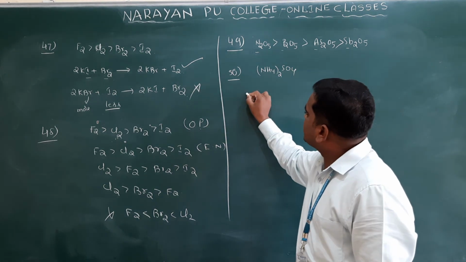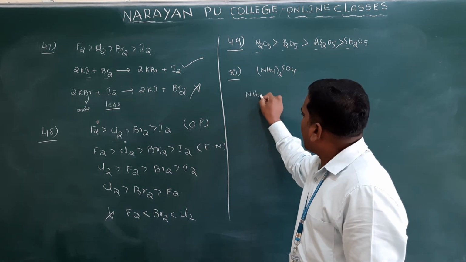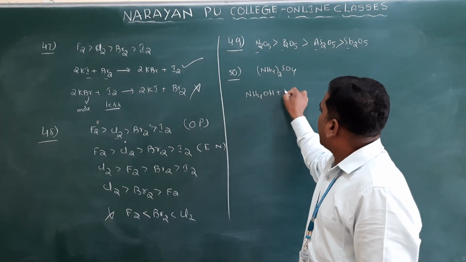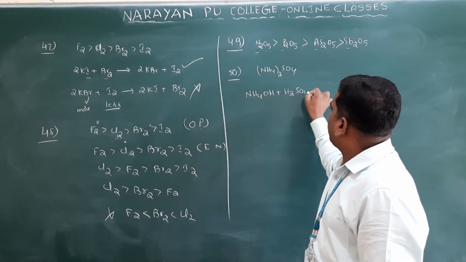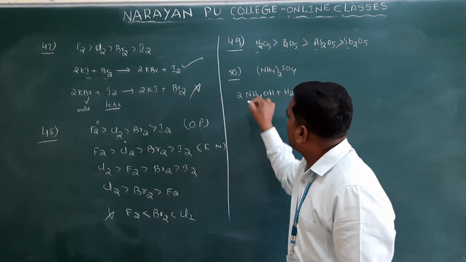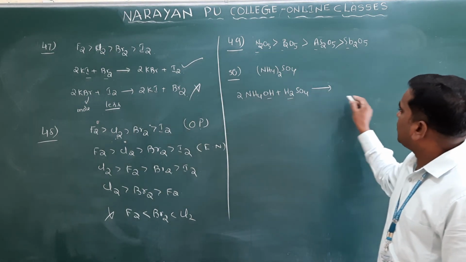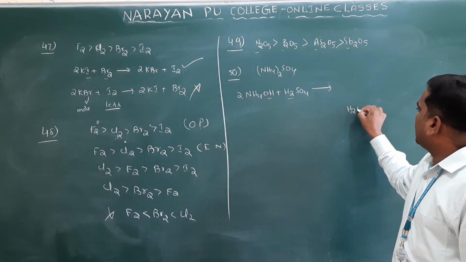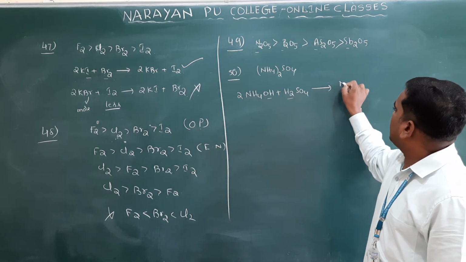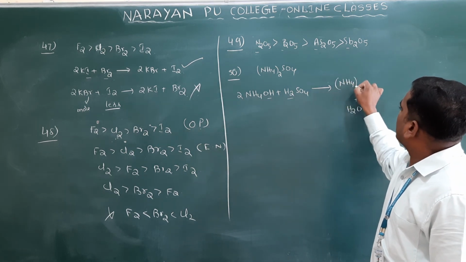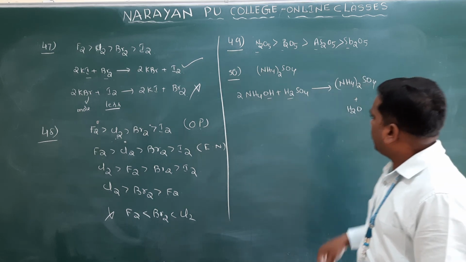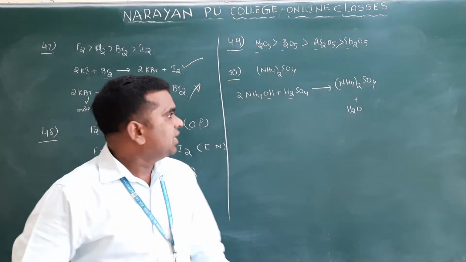If you write the equation for how it has formed: NH4OH plus H2SO4 combined. Take 2 moles here. 2 hydrogens and 2 OH will be removed as water, and the remaining is (NH4)2SO4. Clear?